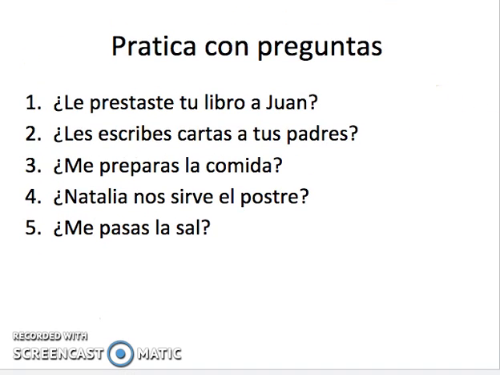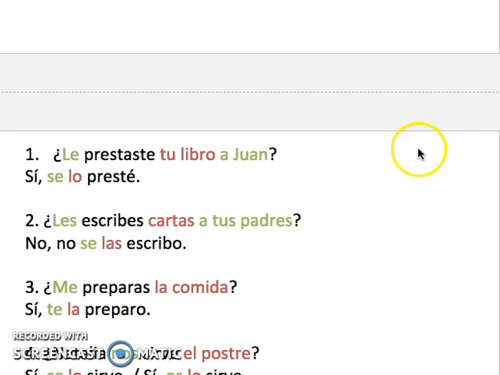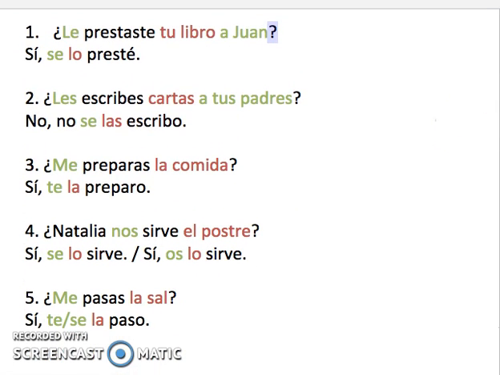So try to answer these questions using direct and indirect object pronouns in your answer, okay? So you're answering the question. Vamos a ver las respuestas. Un momento, aquí está. Muy bien. Número 1, tenemos, ¿le prestaste tu libro a Juan? So did you lend your book to Juan? So we would have here sí, se lo presté.